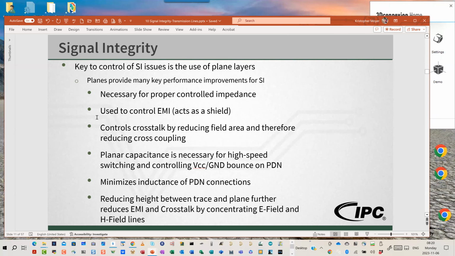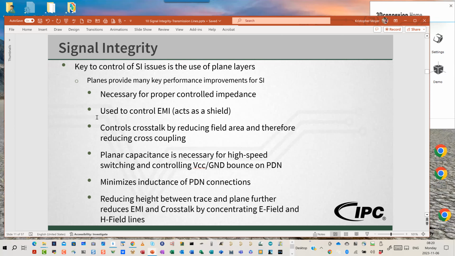Key to the control of signal integrity issues is going to be the use of our plane layers. Planes provide many key performance improvements for signal integrity. They are necessary for proper controlled impedance. They are used to control EMI. They are going to act as a shield.